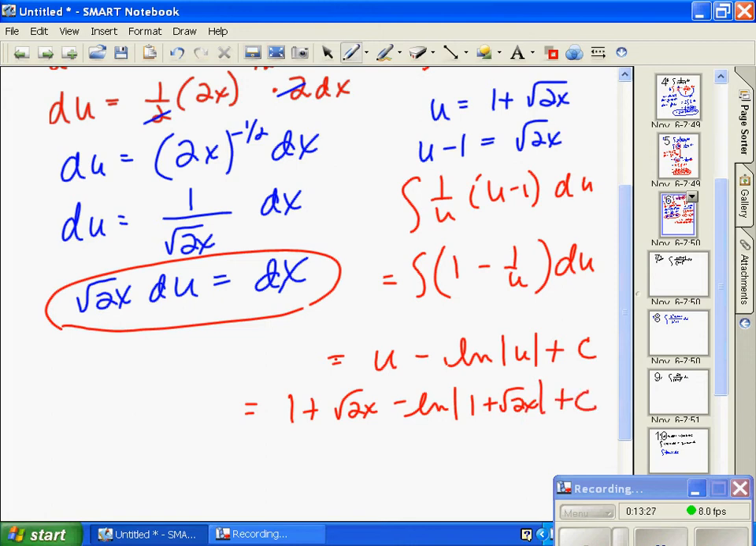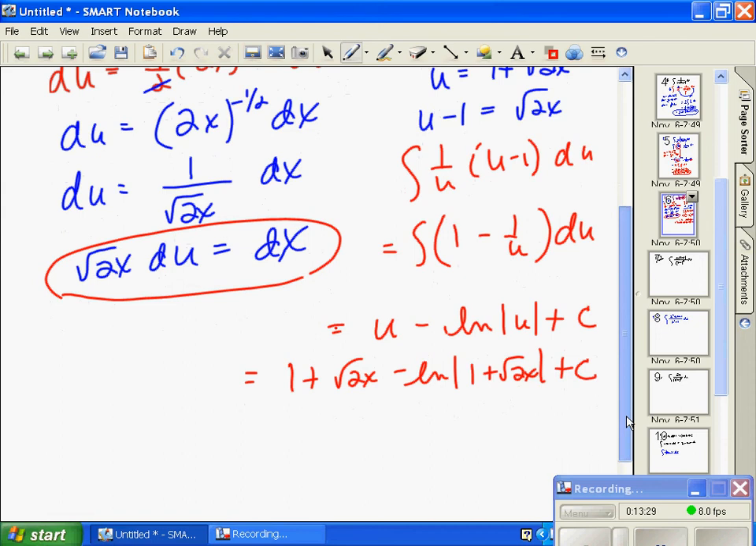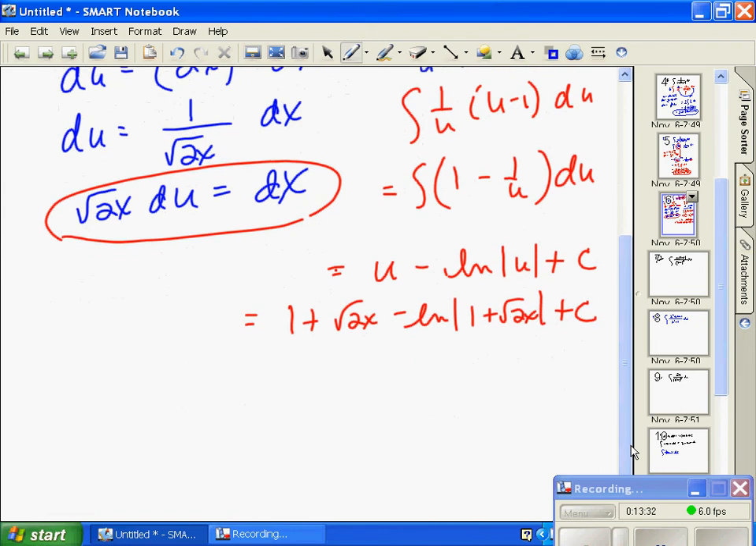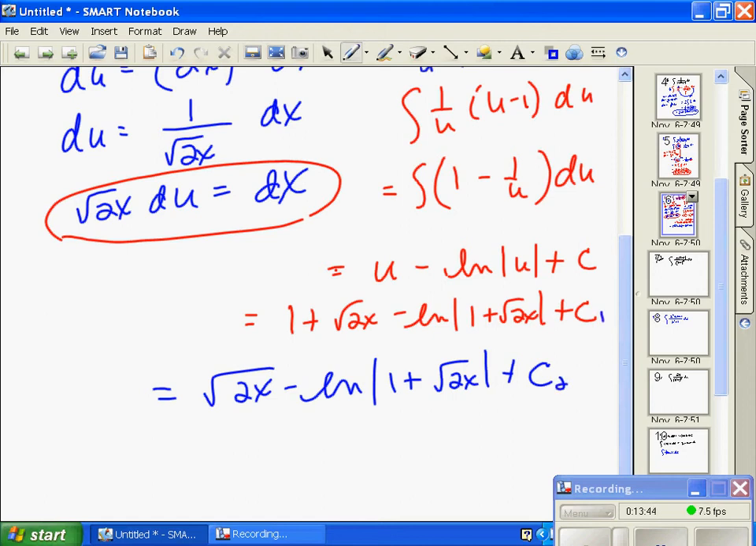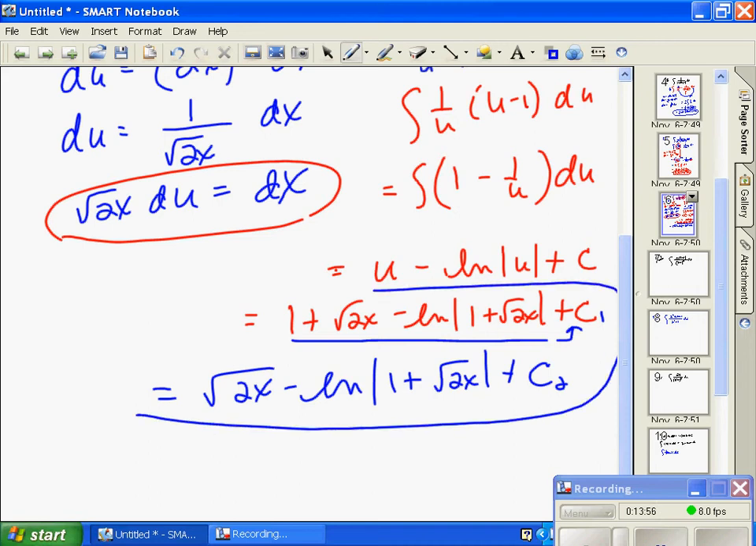Now, keep in mind, you usually will not see that answer in the back of the book because 1 is a constant. So they will usually have something like square root of 2x minus the natural log of the absolute value of 1 plus square root of 2x plus c. And keep in mind that these c's are not the same value. That 1 has been absorbed into that c sub 1 value. I call it, remember, the c sponge. So either one of those answers is really okay with me. You don't have to combine those constants for me. They are equivalent.